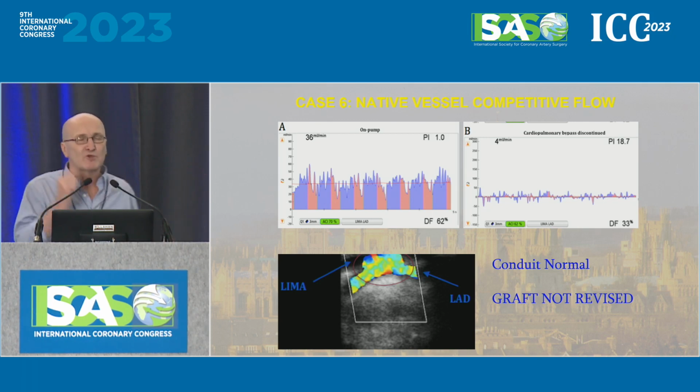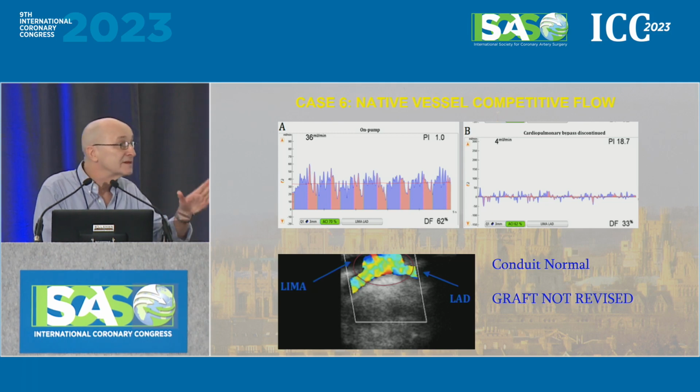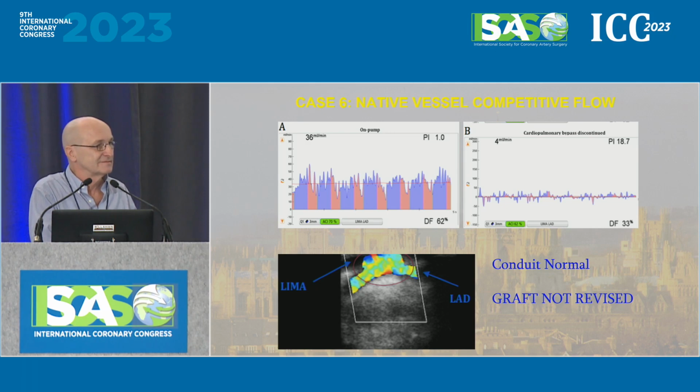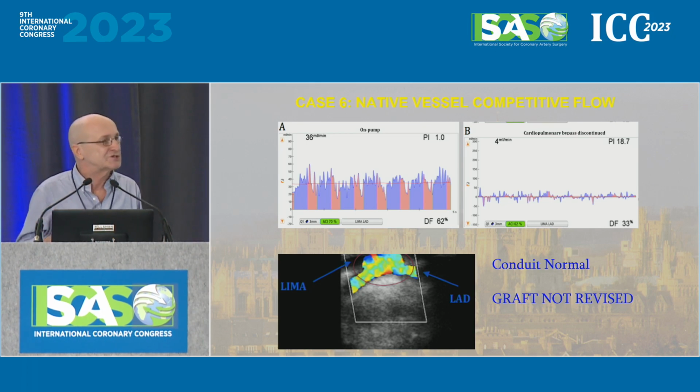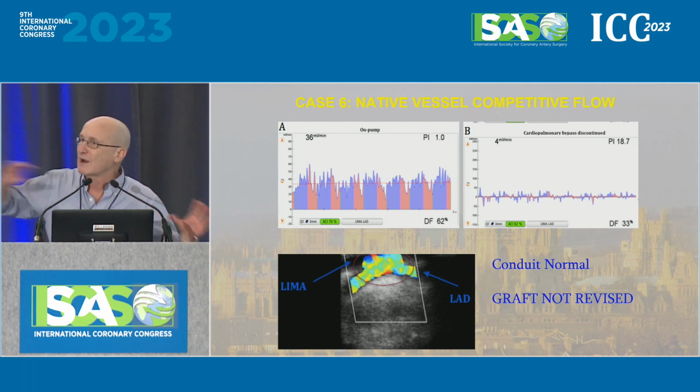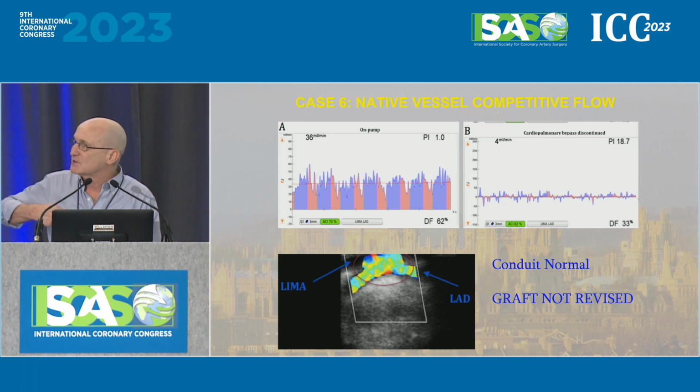So I look at this, and there's one other thing I need to do in my algorithm. I've checked the LIMA to the LAD. What else do I need to do? We've been caught out several times by this. The next thing you need to do is use your imaging probe to check your conduit. We have had 3 cases like this where our anastomosis from the LIMA to the LAD is widely patent, but when we imaged the conduit, there was a dissection in the conduit.